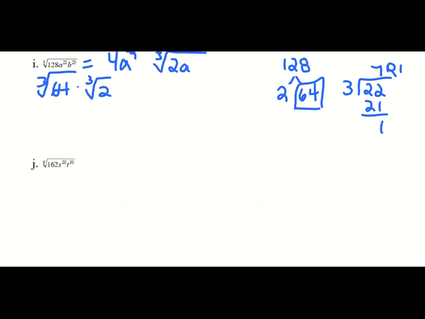Next we have b to the 23rd. So I'm going to take 3 and divide it into 23. 3 goes into 23 7 times, and we have a remainder of 2. So that would give me b to the 7th again. And we had a remainder of 2, so b to the 2nd power on the inside. Sorry, that's not a very good 2. Let me fix that. So our final answer is 4 a to the 7th, b to the 7th, times the cubed root of 2ab squared.